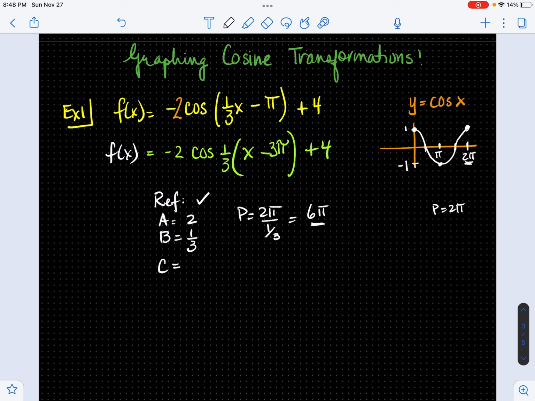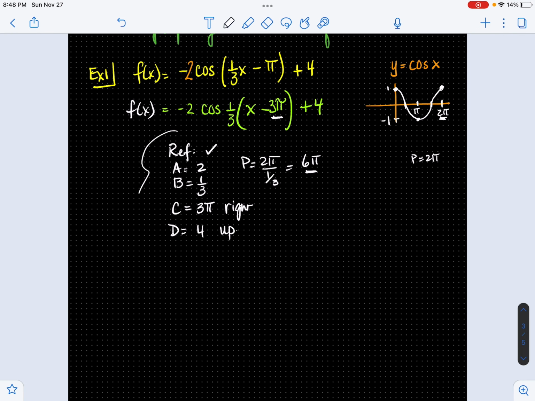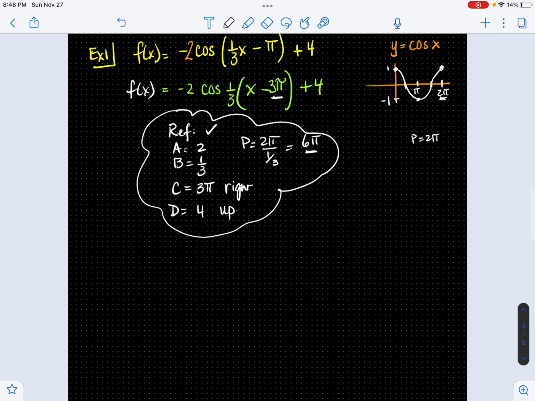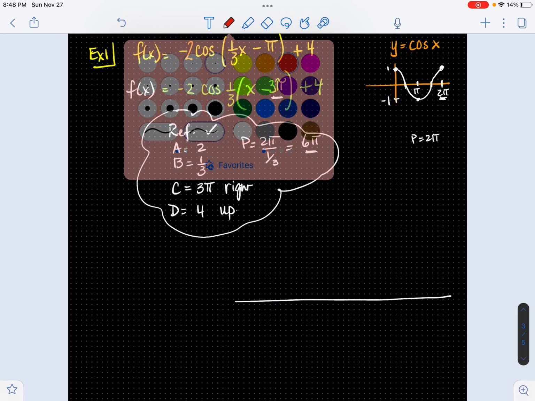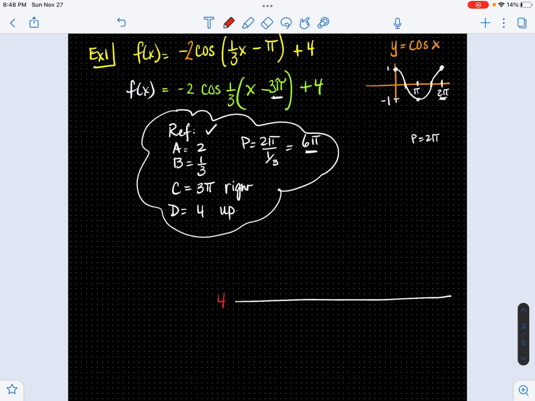Then comes in C. Now you identify C from here. C is 3 pi, which means to the right. So its starting point is 3 pi, the first cycle. And then D is 4, so up 4. All right, given all of these, A, B, C, D, and the period, I'm going to start my sketch here. First thing you want to draw is the midline. And the midline is the shift. In this case, it's +4.